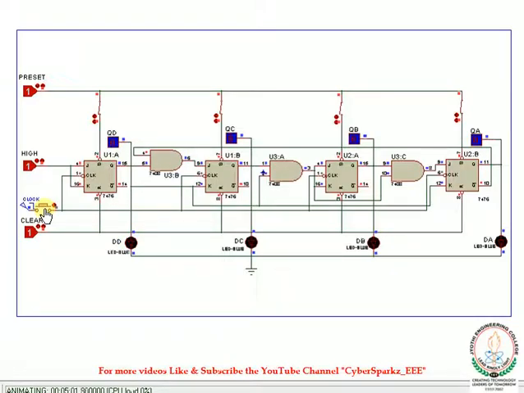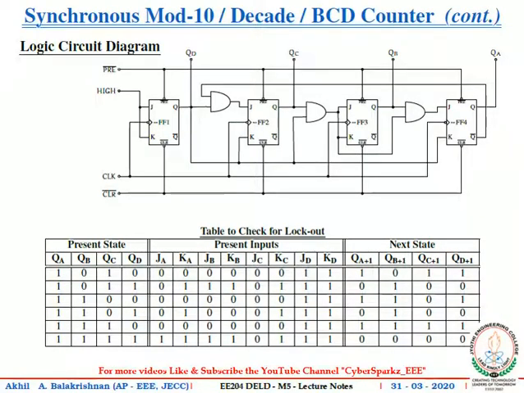Now let's check the conditions for lockout. The table below is to check for the lockout condition. The first set of columns represents the present state, the second set represents the present inputs, and the last set represents the next state. On each row we have to write the 6 invalid states starting from 1010 to 1111. Now we have to complete the present inputs based on the present state.